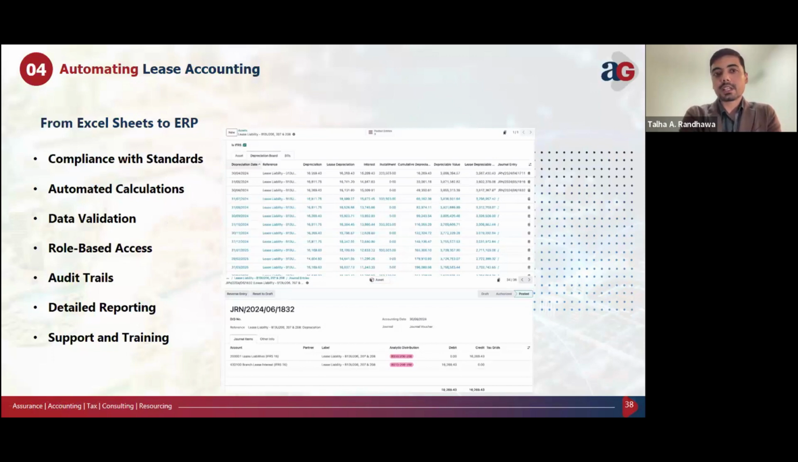So the whole process starts from the very first thing. When you enter the very first basic bill, you book it under the lease liability assets and say, okay, I have this long-term lease and I'm going to book it up.